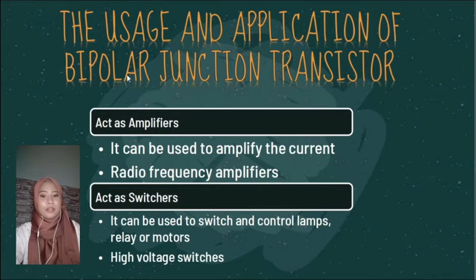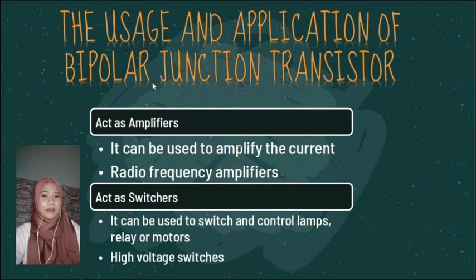Today, I will tell about the usage and the application of bipolar junction transistor. First, the usage of bipolar junction transistor is to act as an amplifier, filter, rectifier, oscillator, or a switcher. The bipolar junction transistor will control the amount of the current flow from the base emitter to the base collector in proportion to the amount of bias voltage applied to the base terminal.